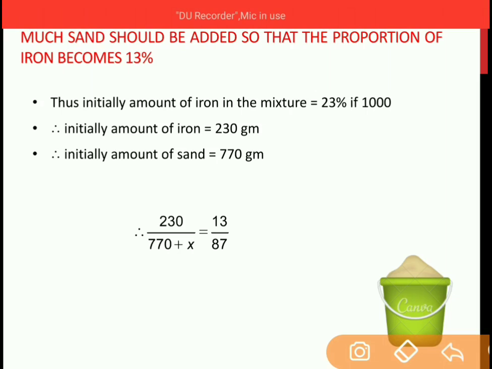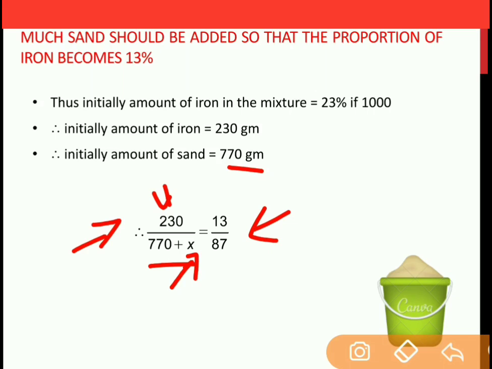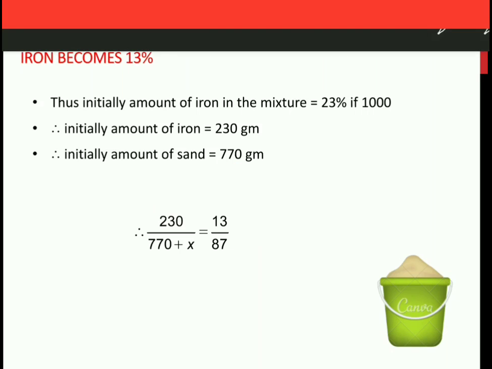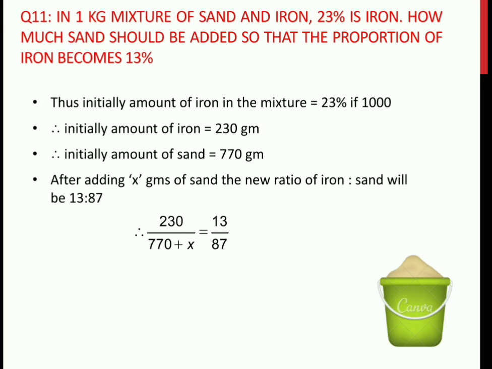So the new ratio over here becomes 230, the initial weight of iron, upon 770 gram, the initial weight of sand, and in that 770 gram x quantity is added. Now if we add this x quantity, the ratio becomes 13% iron upon 87% sand. So this is our new ratio. From this new ratio we can find out the quantity of x. Solving this equation, x turns out to be 769.2 grams. So adding this quantity of sand, you will get iron as 13% and sand as 87%.